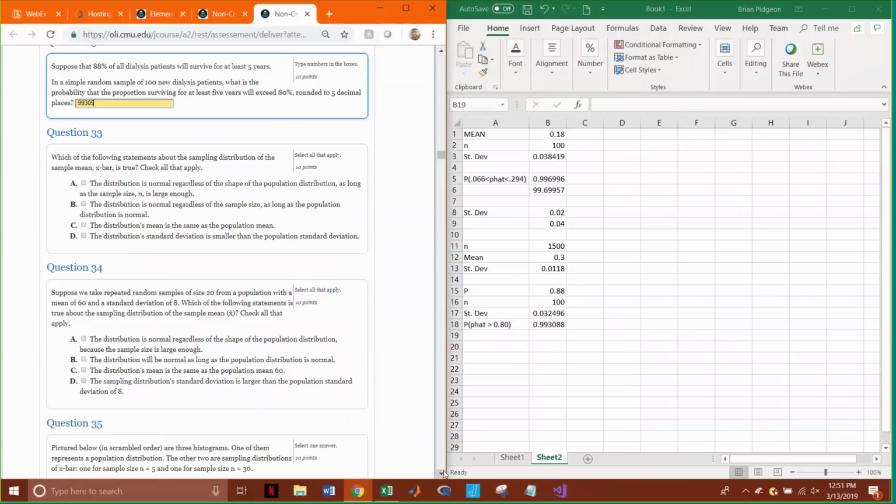Which of the following statements about the sampling distribution of the sample mean x bar is true? Well, there are two things we need to know of. The sampling distribution of a mean of x bar is normal if the population is normal. That's the first thing. So that's B.